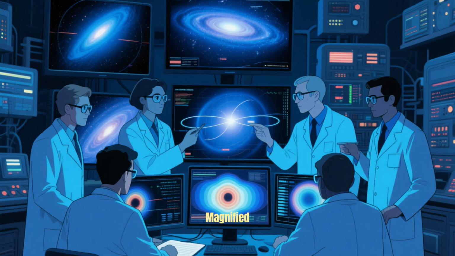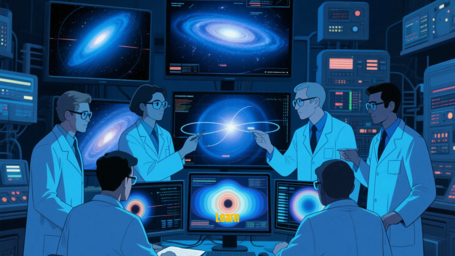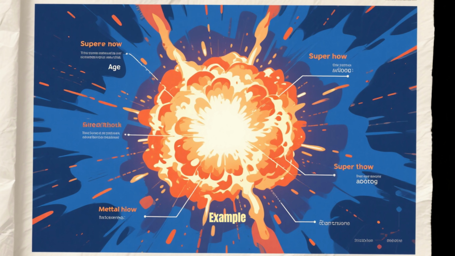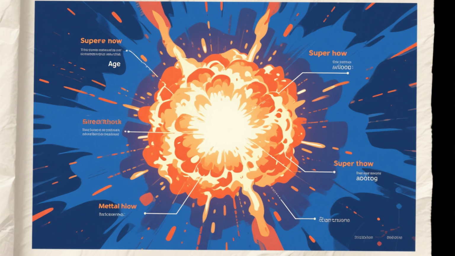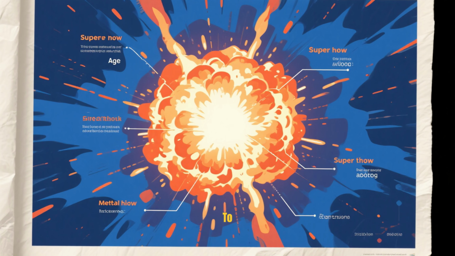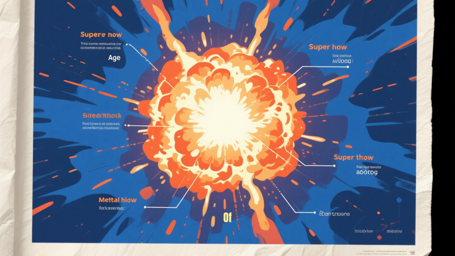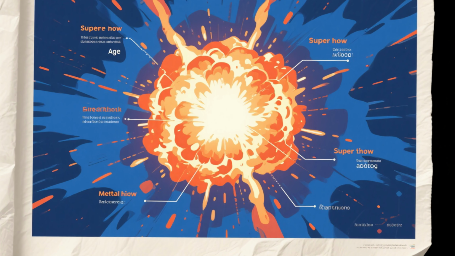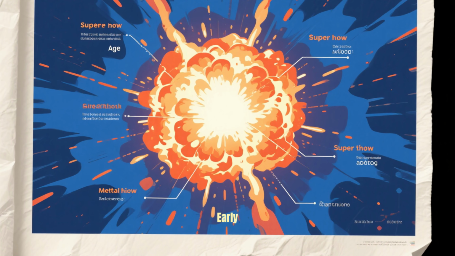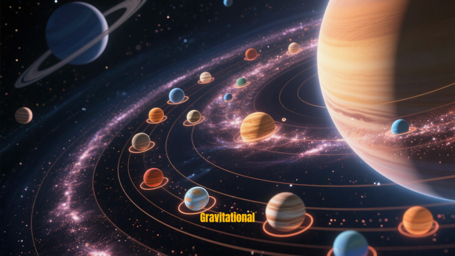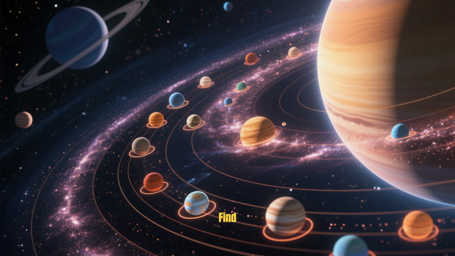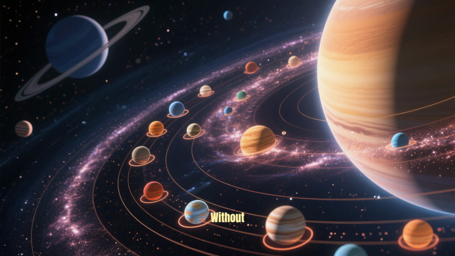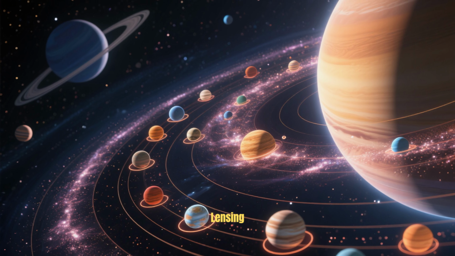By studying this magnified light, astronomers can learn lots about both the background object and the lensing galaxy. For example, in 2022, a team used a gravitational lens to study an extremely bright burst of light from a faraway supernova, allowing them to measure things like the age and abundance of metals in the early universe. Gravitational lenses have also been used to find over 50 exoplanets, many of which would be impossible to detect without the magnification provided by the lensing galaxy.